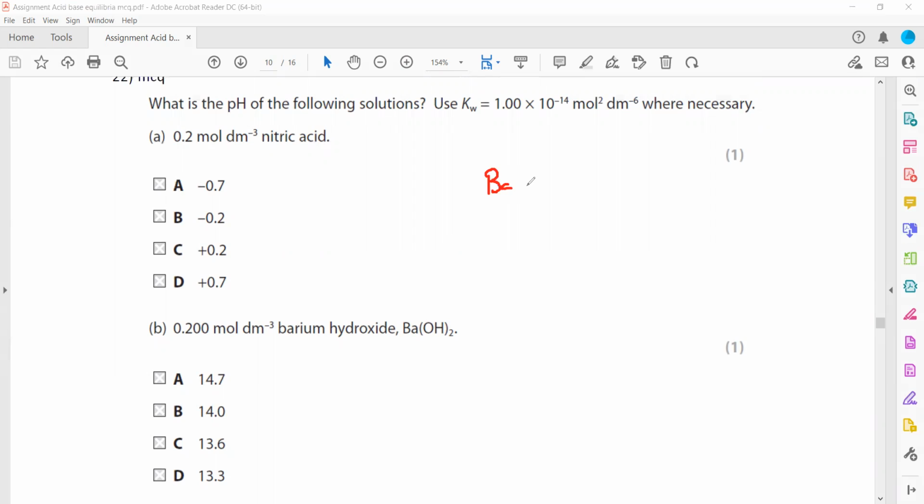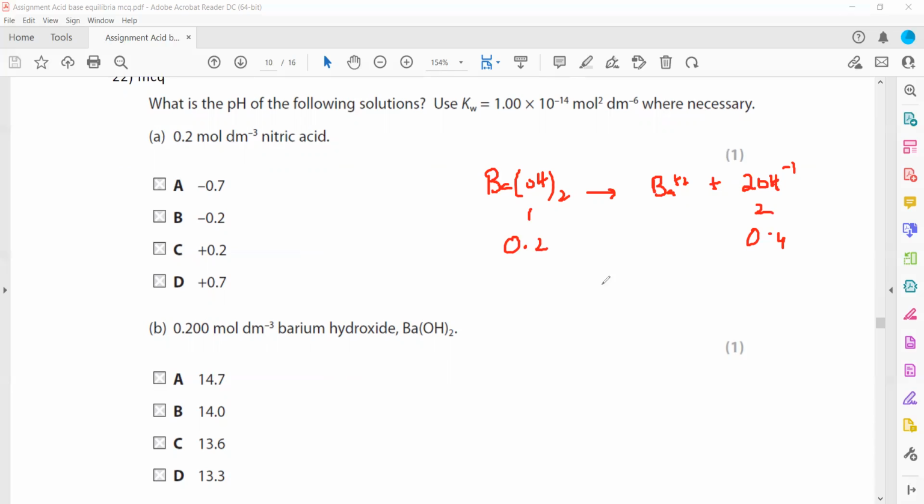Barium hydroxide will dissociate into a barium ion and 2 hydroxide ions. This means that if we have one molecule of barium hydroxide, 2 moles of hydroxide will be formed. So if this is 0.2, the hydroxide will be 0.4, because the ratio between them is 1:2.